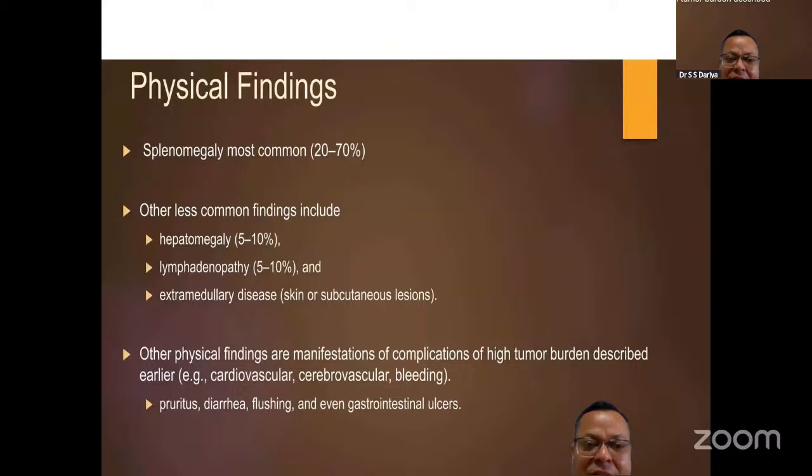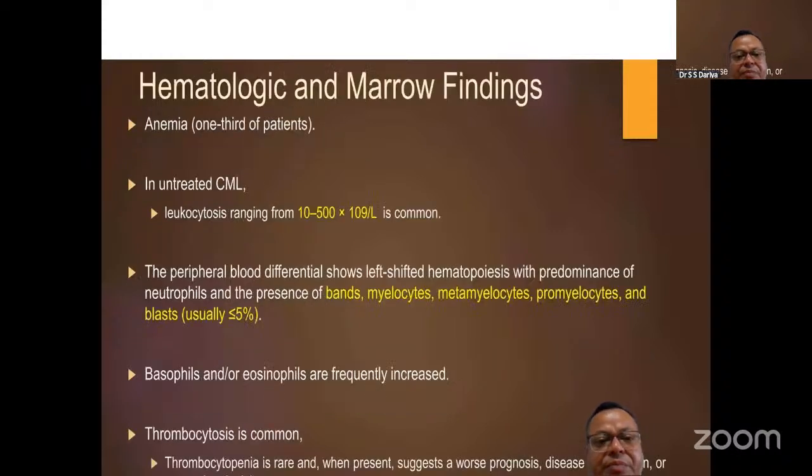Then physical findings: the most common is splenomegaly, in 20 to 70% of CML patients. Hepatomegaly may be present, lymph nodes may also be enlarged, and some extramedullary disease like skin or subcutaneous lesions may also be there. Other findings, because of complications of high tumor burden, or what we know as tumor lysis, include cardiovascular, cerebrovascular events, and bleeding. Other symptoms like pruritus, diarrhea, and flushing may be present.